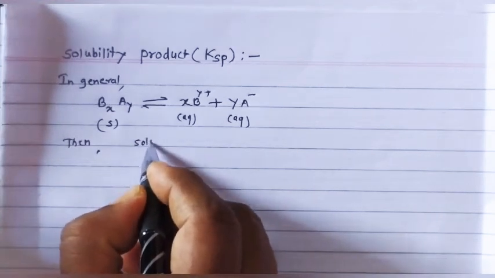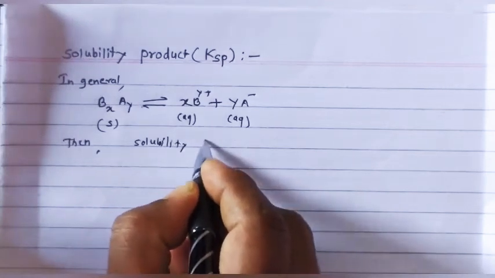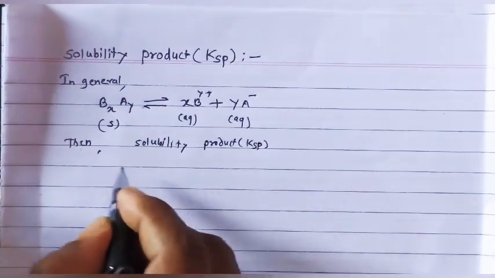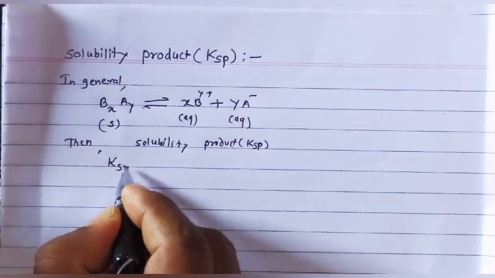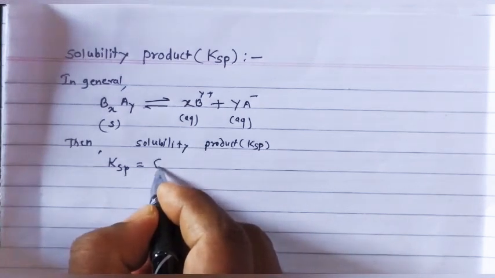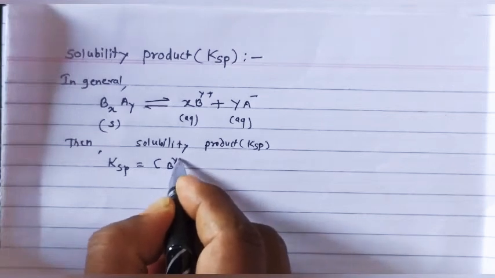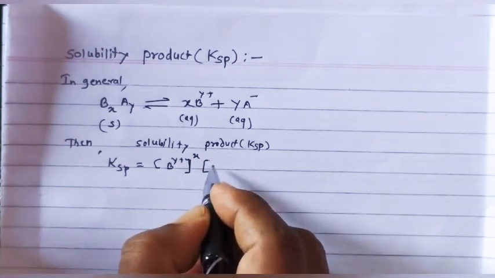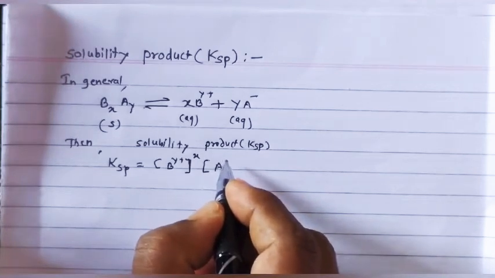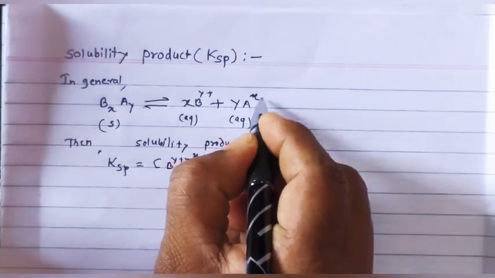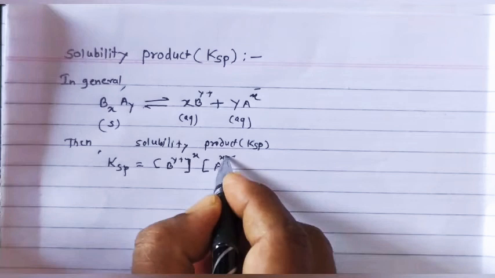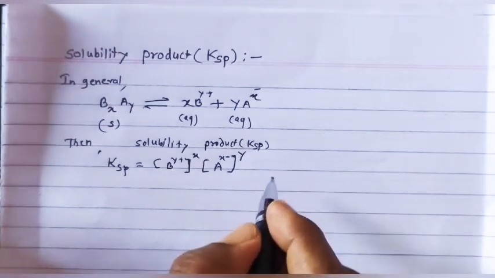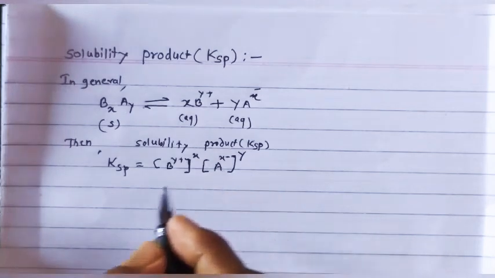Then the solubility product Ksp of our equation is given as follows. Ksp is equal to the cation, B^(y+), raised to the power x, times the anion, A^(x-), raised to the power y. This is the equation number 1.